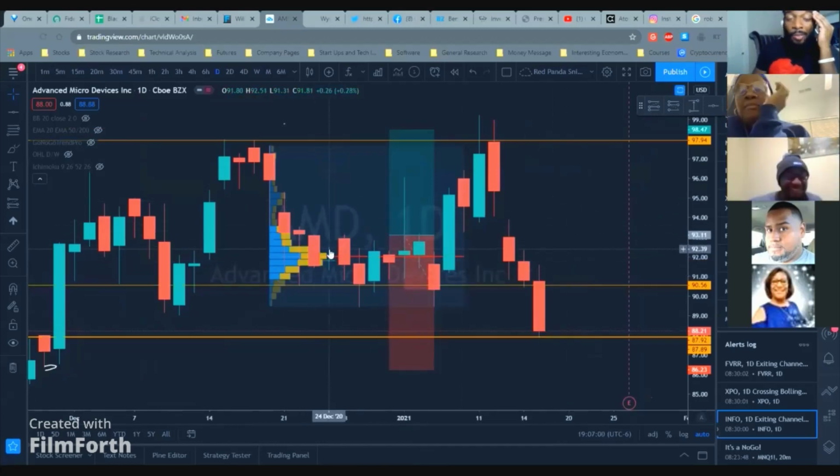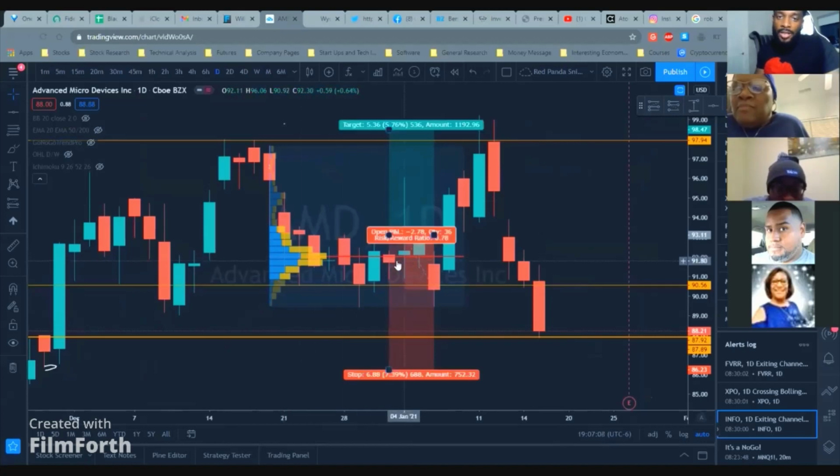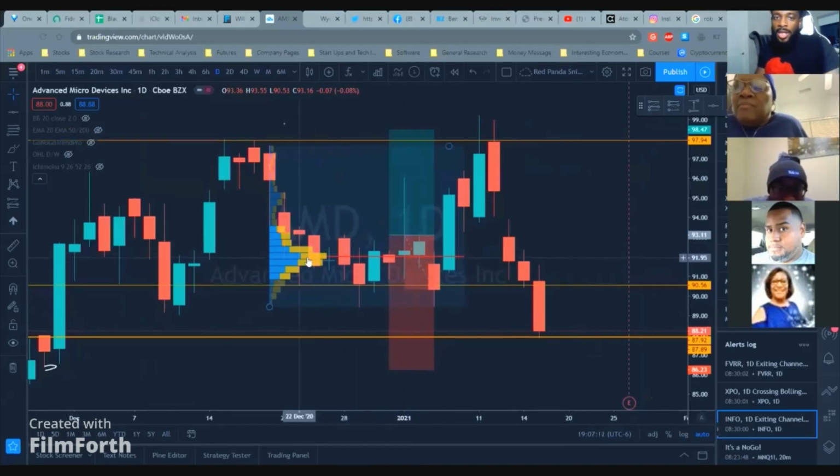So this is like a volume profile, and what it is basically just showing is the amount of volume, buyers and sellers. And this red line, you could kind of think of it as where there's a balance. Think of it like a support level.